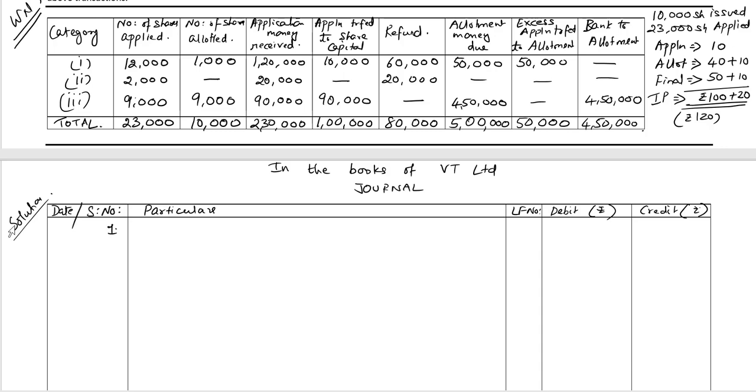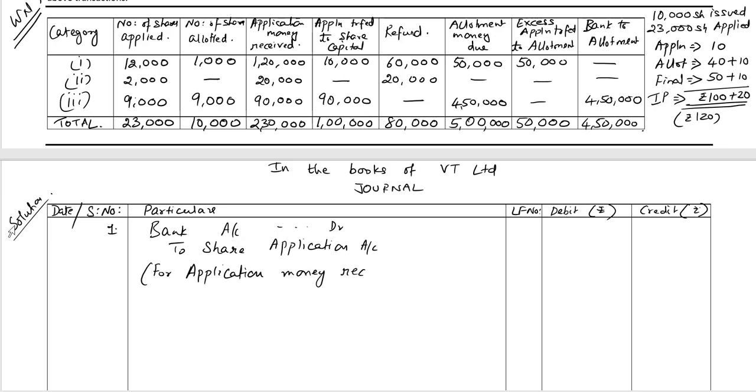First journal entry for receipt of application money, bank account debit to share application account for application money received. Amount is the total of the fourth column, 2,30,000 rupees.